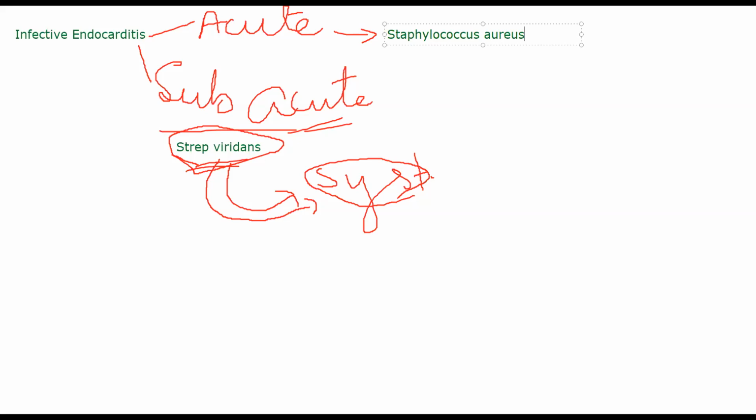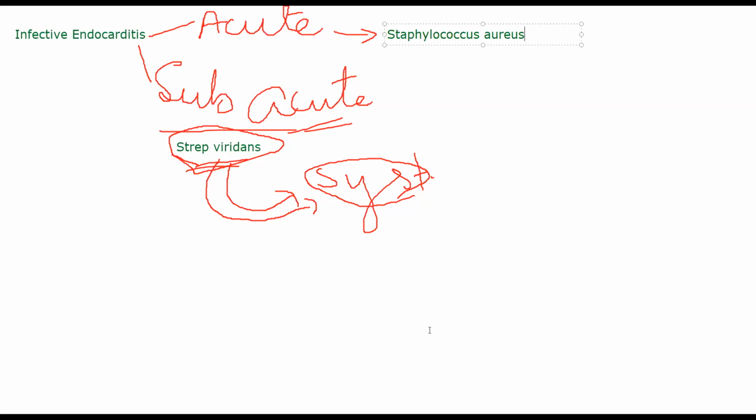Another thing is that for someone to have acute infective endocarditis, they need not have any underlying condition. It can happen to a healthy person, in the sense that their endocardium can be completely healthy. It can be just a normal person, and when this bacteria enters, there is a chance that it can go into your heart and cause infective endocarditis. So these are the two main causative agents.